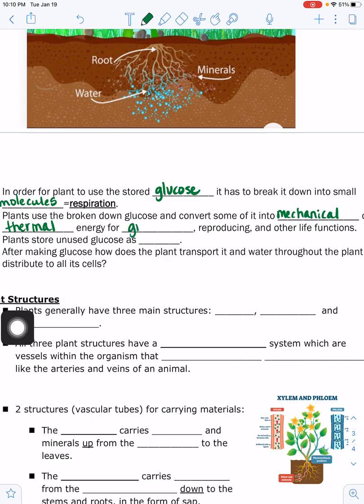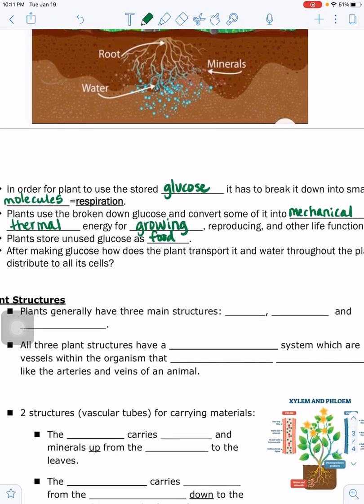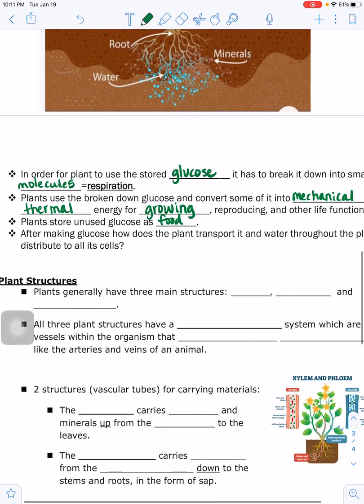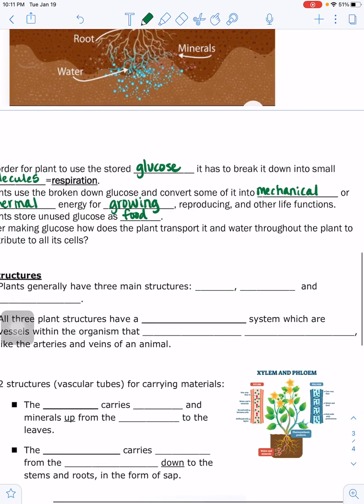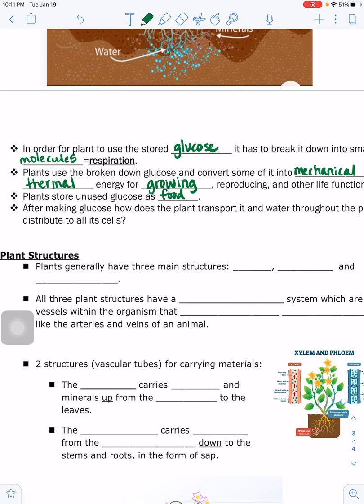For growing, let's write that in. Reproducing and other life functions. So remember, energy is always changing its form. Plants also store unused glucose as food. So they're going to use some of their glucose for heat and growing and reproducing and other life functions, but any unused glucose is stored as their food. So after making glucose, how does the plant transport it in water throughout the plant to distribute to all its cells? How does it get to where it needs to go inside the plant?